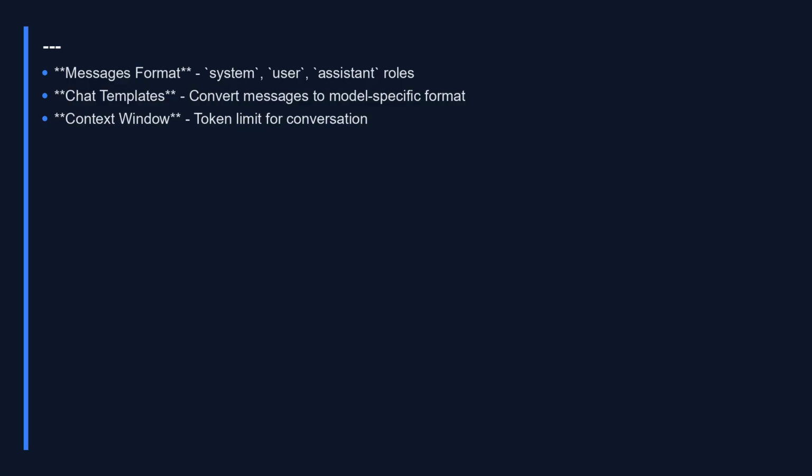3 concepts anchor everything in this lesson. First, the messages format. Every conversation is a structured list with system, user, and assistant roles, and that structure is what your training data must follow. Second, chat templates, the mechanism that converts that human-readable JSON into the model-specific token sequence that actually gets processed. Third, the context window, the hard token limit that constrains how much conversation history the model can see at once, and that forces you to think carefully about truncation and memory strategies.